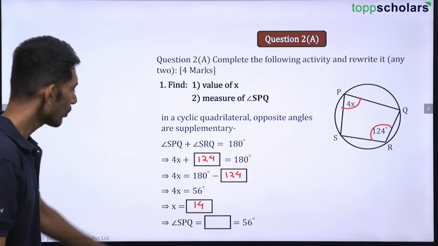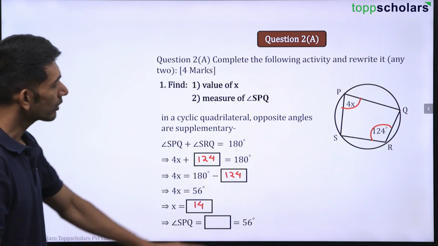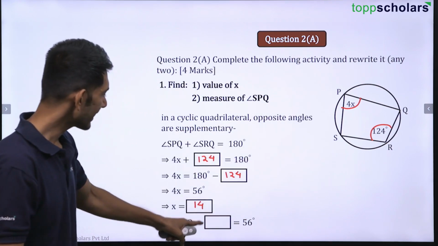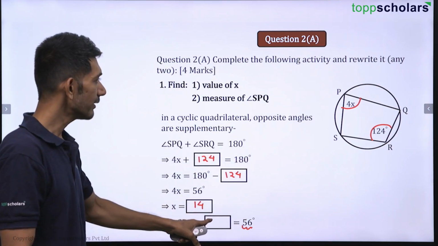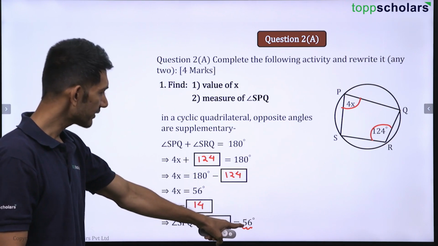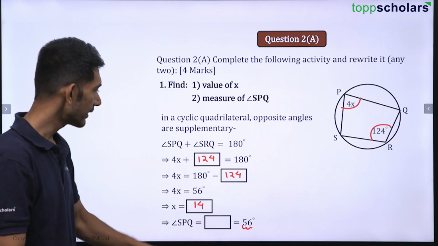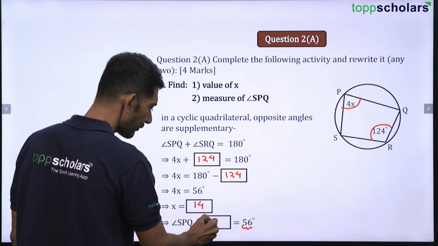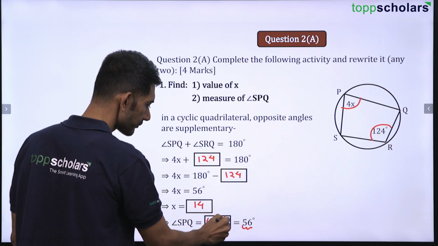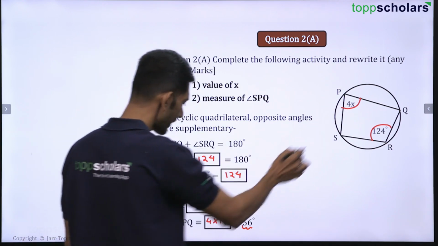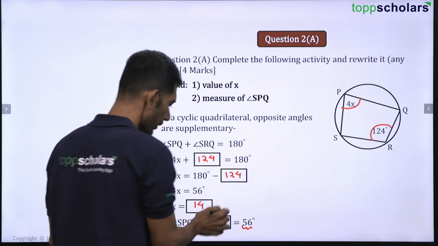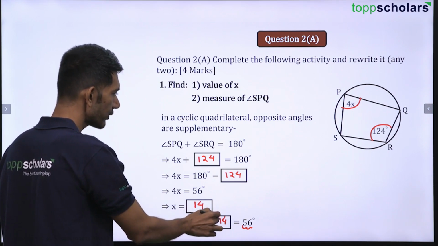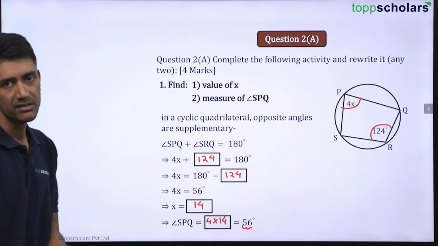Correct? So what will be SPQ? Directly they are expecting the statement here. Because 56 is the final answer already given, understand, they are telling us to write down 4x, right? That is 4 into 14. I hope you are getting this. Say 4 is as it is and x is 14. So SPQ will be equal to 4 into 14, which is nothing but 56 degrees.